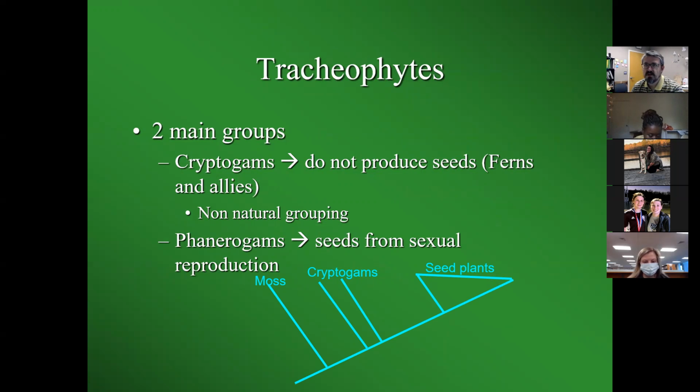If you want to, you can also divide it into two groups, even though I just said there were three here that we're going to talk about. There are the cryptogams. They are the groups that are the ferns and fern allies that do not produce seeds. And then the other two groups that we talked about, gymnosperms and angiosperms, fall into what's called the phanerogams. And the phanerogams are those that have seeds from sexual reproduction. So the distinction between these two things are no seeds and seeds.